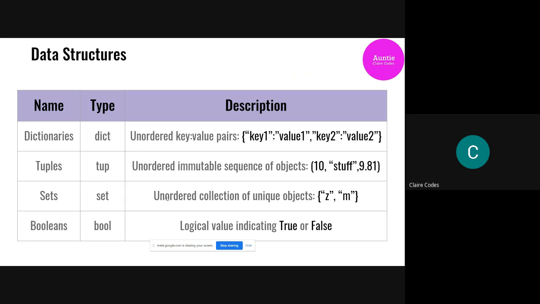And then for the sets, sets are an unordered collection of unique objects, where unique is the keyword here. Everything in a set is unique. And just like the dictionaries, they're also stored using these curly brackets. And then we have another data structure, which is a Boolean. A Boolean is a logical value indicating whether something is either true or false.